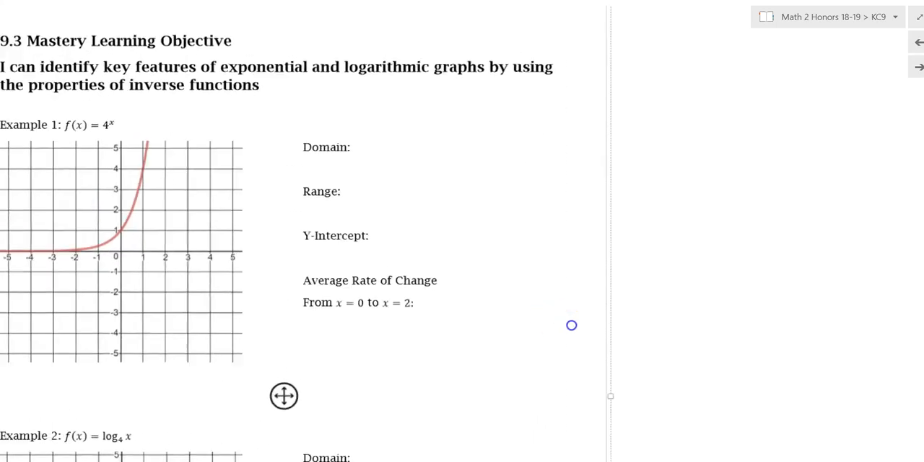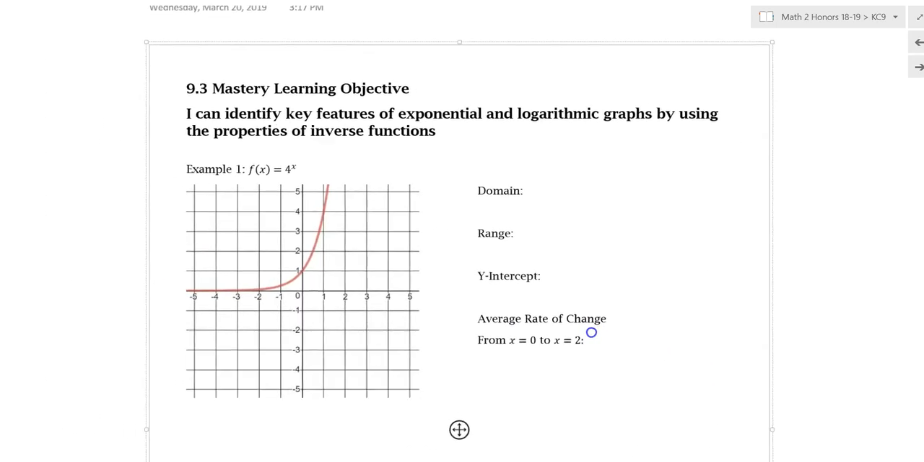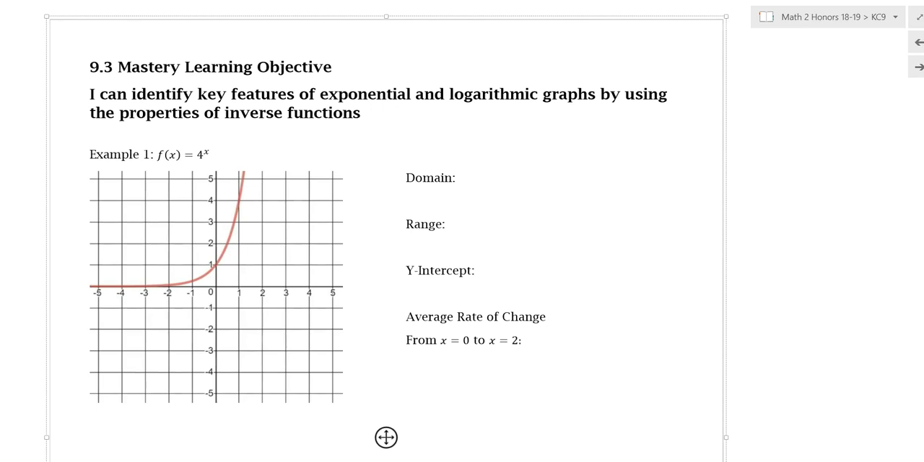Right, we're now going to look at another relationship between exponential functions and logarithmic functions. We're going to look at it using the graphs of these. So if you look at our first example, we're looking at the graph of f of x equals 4^x. And just like we've done in previous units, we want to look at the domain first.